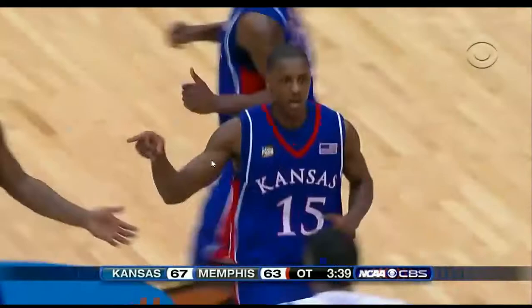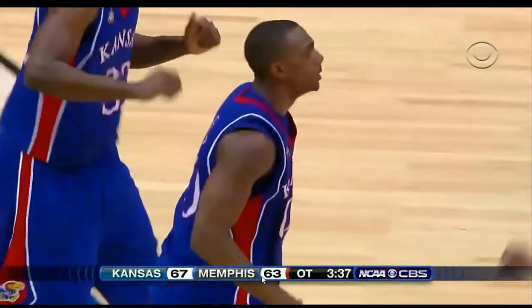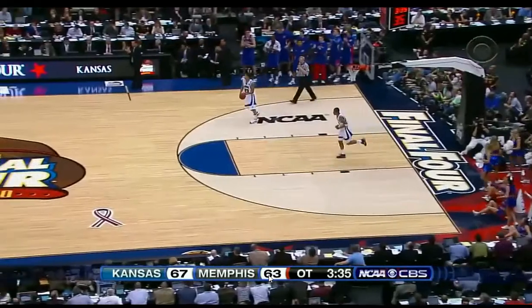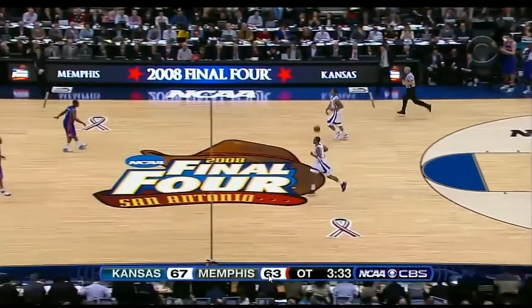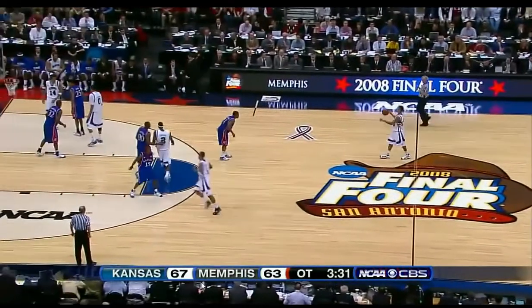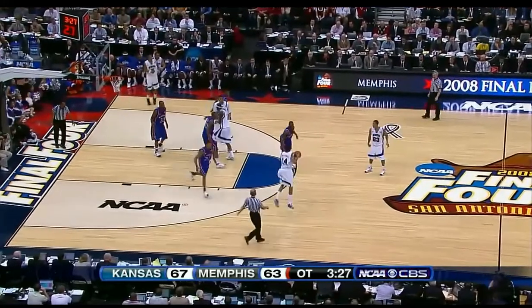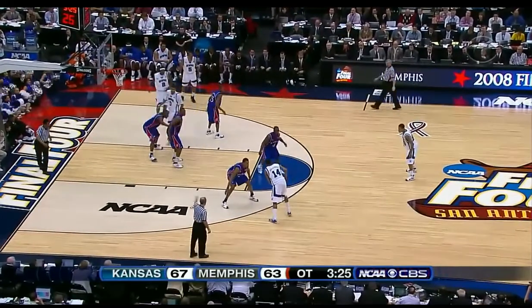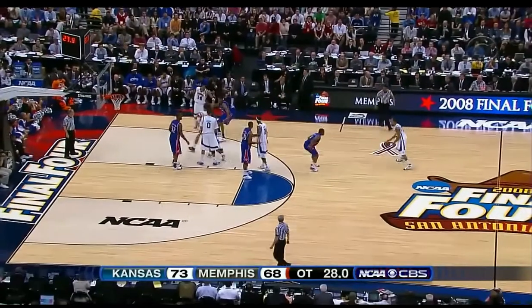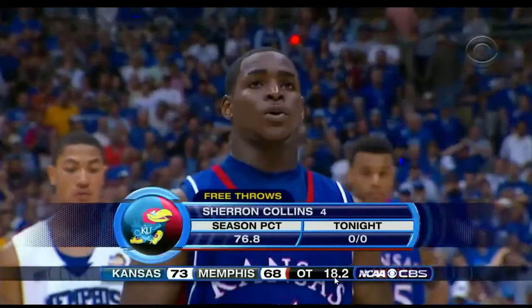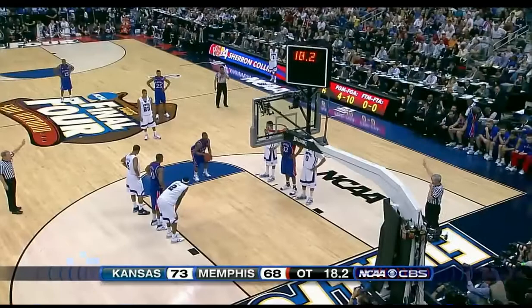So think about what Memphis are thinking right now. They had the game in the bag. They were up by like 7-9 points with like a minute and a half to go. Now all of a sudden they're in overtime and they're down by 4. So that's linking the theories to it. And Kansas do actually go on to win the game in the end. So as you can see, Kansas go on to win it.